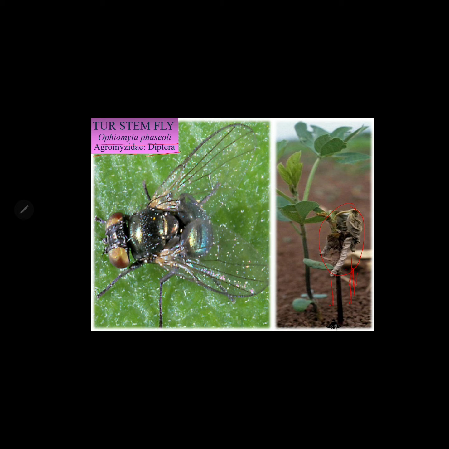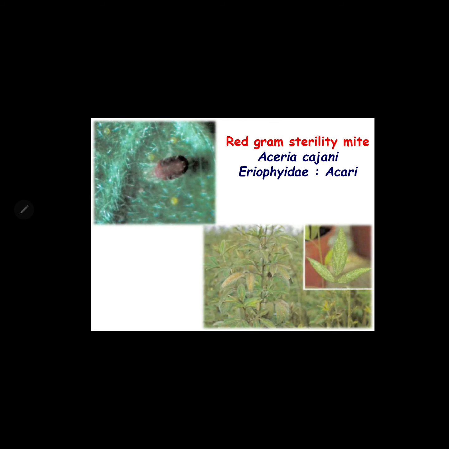Now we'll move to the next pest of pulses. Red gram sterility mite, Aceria cajani. It belongs to Eriophyidae and order Acari. This is a non-insect pest, but sometimes it becomes a major pest of red gram. It infests the underside of tender leaves, causing yellowing of leaves and suppression of flowering and fruiting. It is known for transmitting pigeon pea sterility mosaic viral disease.